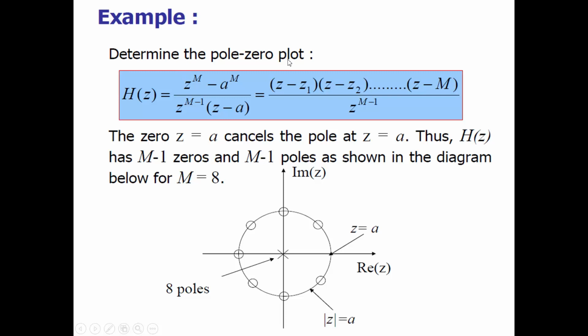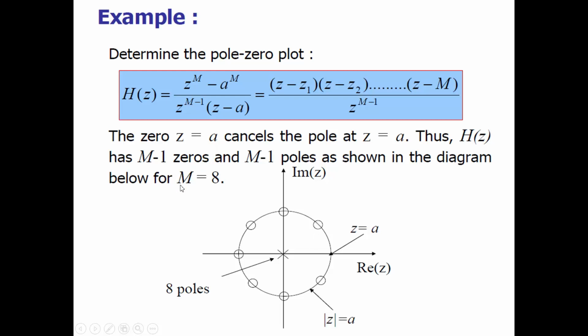Now let us determine the pole zero plot for this system. This system says H(z) is equal to z to the power M minus a to the power M, and in the denominator it is z to the power M minus 1 times z minus a. If you factorize the numerator, you will have z minus 1 and so on up to z minus the last root, and in the denominator z to the power M minus 1, because the z minus a term will cancel. The zero at z equal to a cancels the pole at z equal to a.